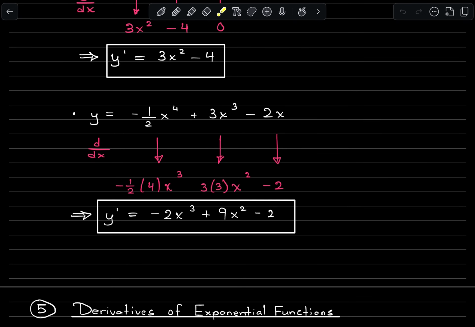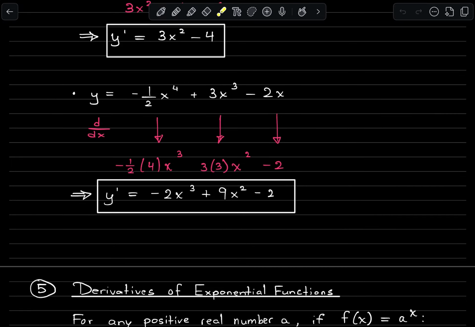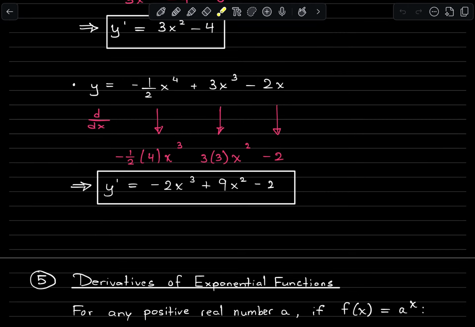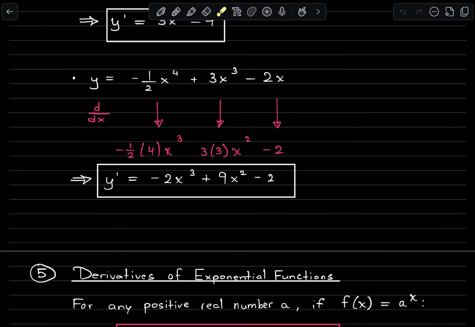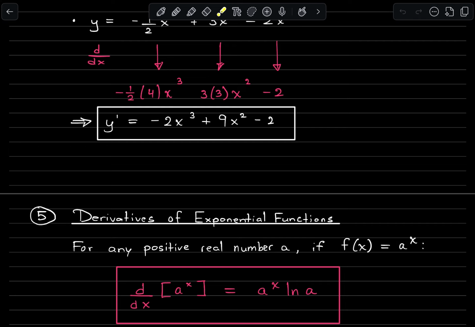And last thing I want to talk about is the derivatives of exponential functions. Now, an exponential function is not just something with an exponent. It's when the exponent itself is the variable, right? It's not a variable raised to some constant. It's typically a constant. It could also be a variable raised to a variable power. Okay, so for any positive real number a, if f of x is defined as a raised to the x power, in this case a constant, then the derivative with respect to x of a to the x power is going to be equal to a to the x times the natural log of a.